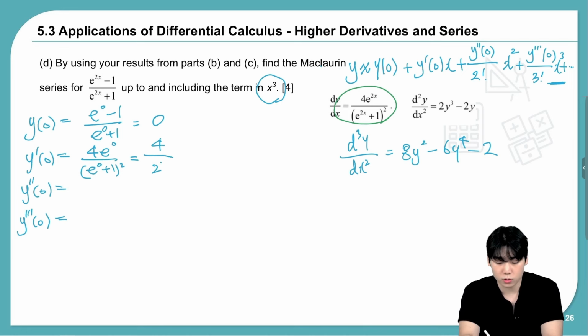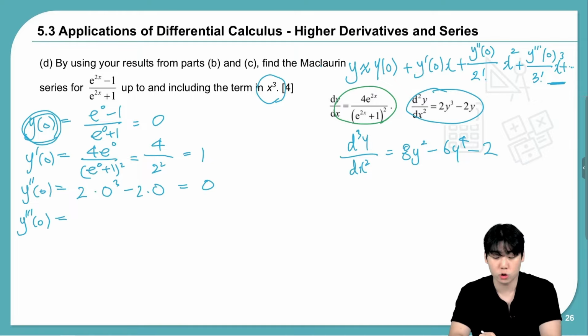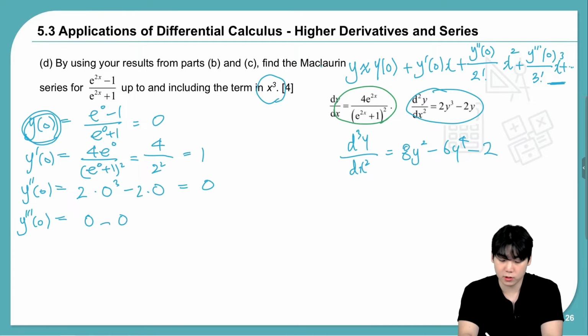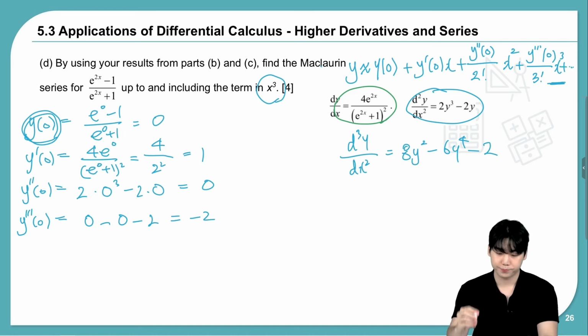And y double prime 0 is given by this equation, right? We knew that when x is equal to 0, y is equal to 0. I'm just going to make use of this equation then. So that is 2 times 0 cubed minus 2 times 0, which is just 0, right? And y triple differentiated is 0 minus 0 minus 2, so that is minus 2. Okay, now we have all the derivatives. We just have to sub them in.